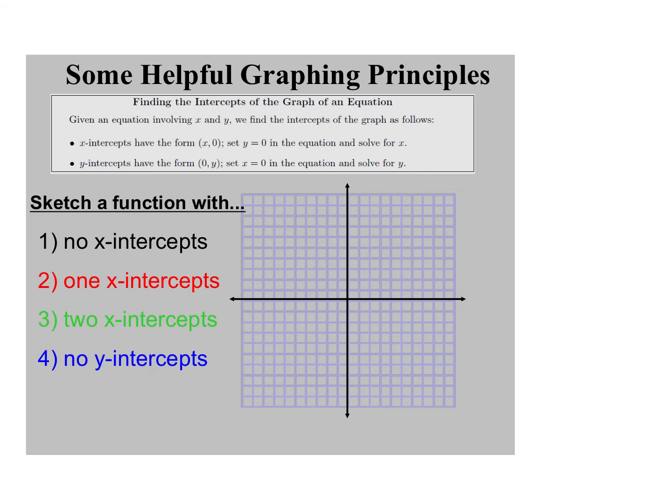Okay, so here's one with no x-intercept. Here's one with one x-intercept. Yours is going to look totally different than mine, but here's one with two x-intercepts, and it's got to be green. All right, so there, it's got two x-intercepts. And last but not least, no y-intercept. That's harder. Anybody have any thoughts? Because you can't have a straight up and down line. As soon as you have a straight up and down line, it won't pass the vertical line test. Yeah, Mira.